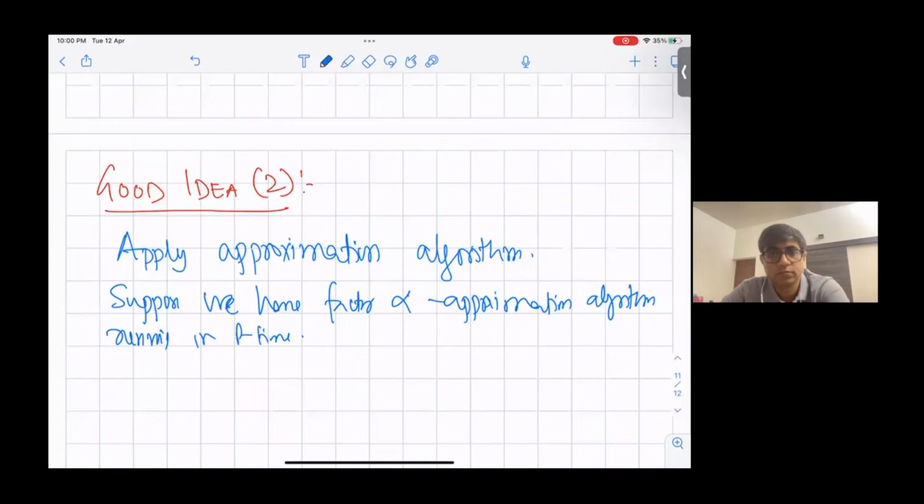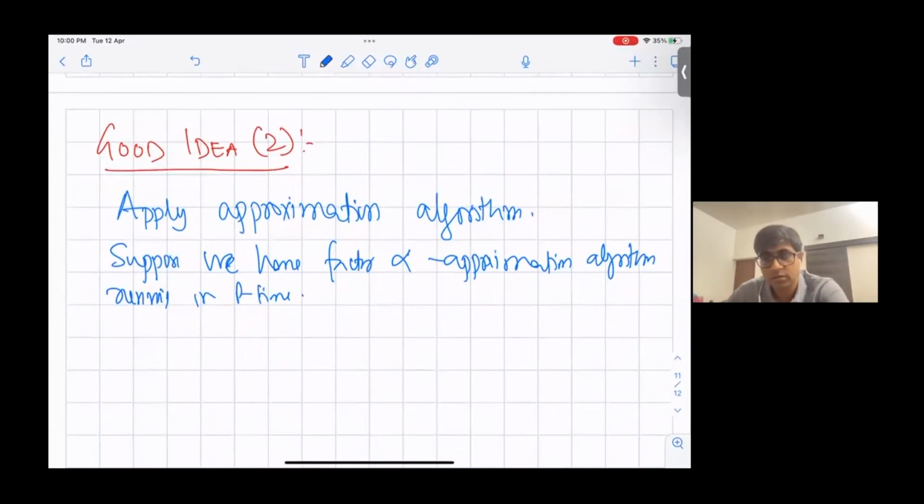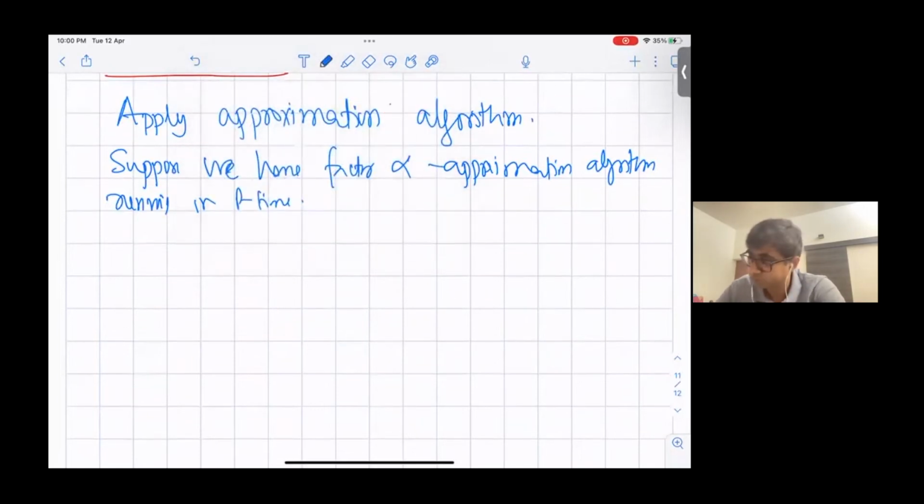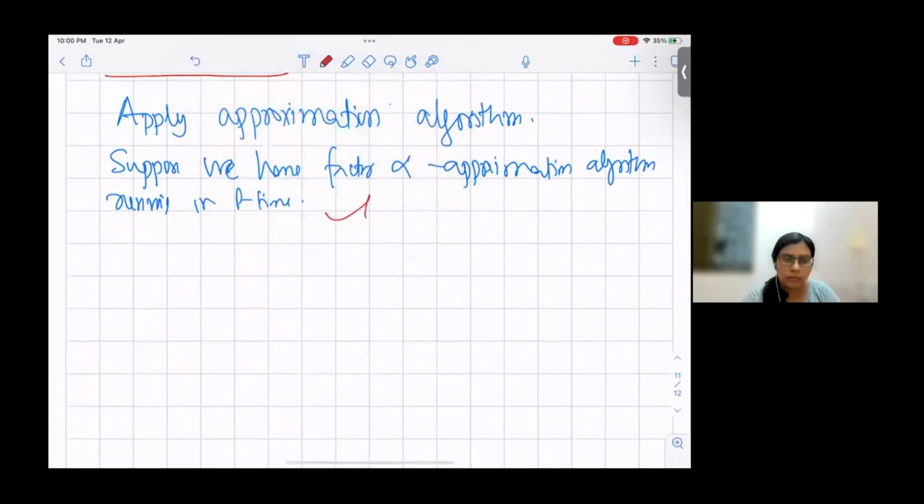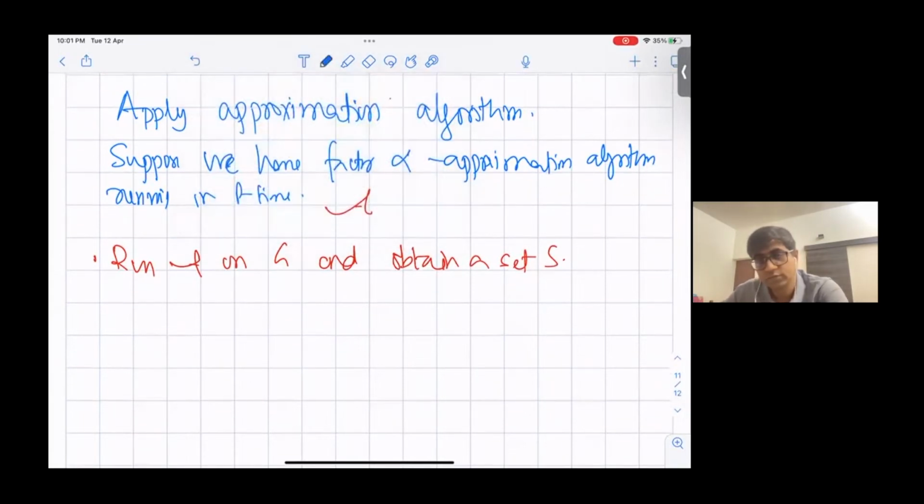In that case, we'll have a modulator of size at most alpha L. Why? Because we have an alpha approximation algorithm, so we can use this algorithm. Let's call this algorithm A. Run A on G and obtain a set S. Now what should I do? I got this set S, and its size is at most alpha times L.